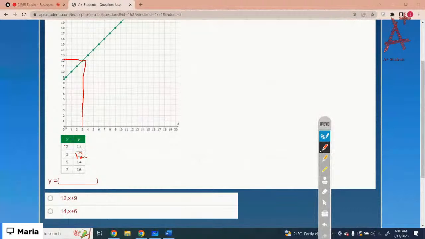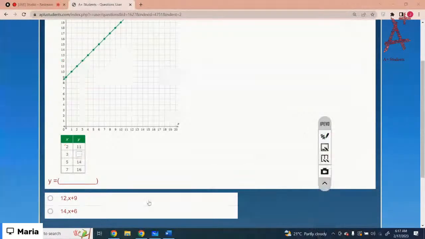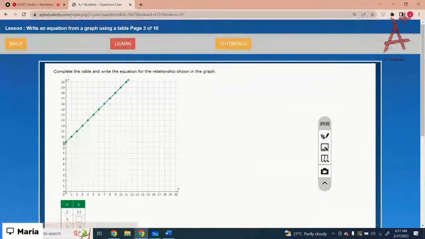2 and what number makes 11? 2 plus 9 makes 11, 3 plus 9 makes 12, 5 plus 9 makes 14, and 7 plus 9 makes 16. That means the correct option is you have to add 9 each time. Got it? So it would be the first option, 12 and x plus 9. Got it? So just select the correct option, then click on the OK button.